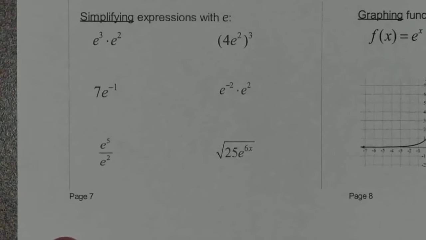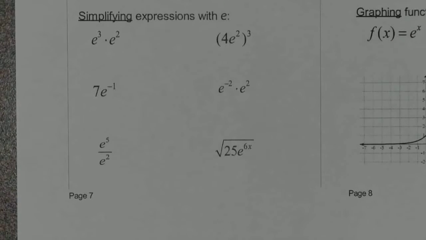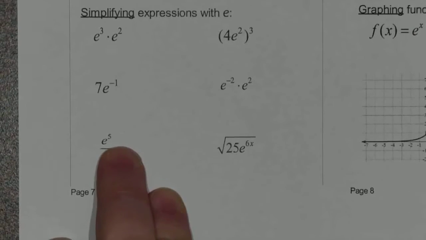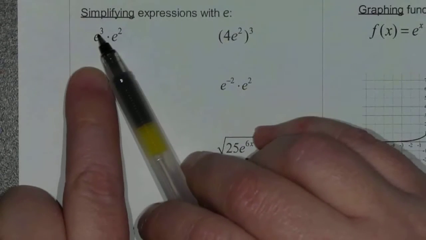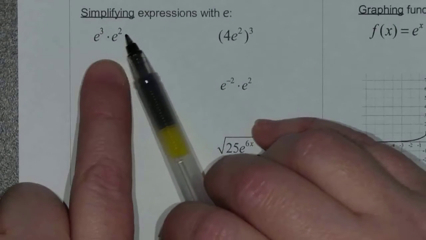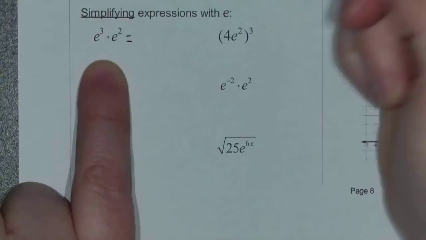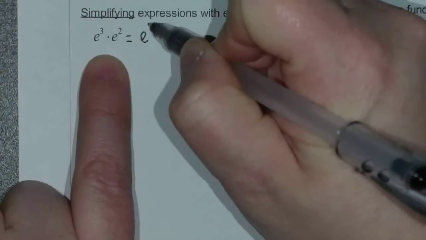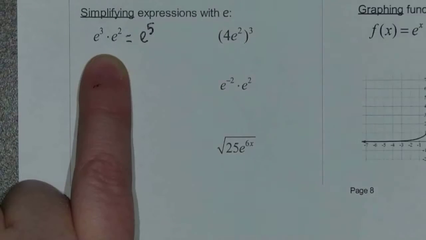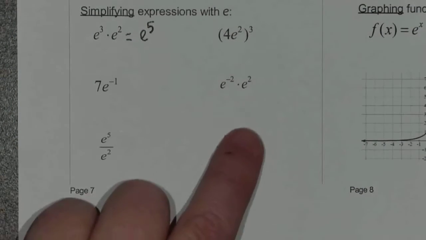All right, so just a reminder then on how to deal with these if we're simplifying and not evaluating. If we're simplifying, this is going to follow the same power rules that we've learned before. So if I have e cubed times e squared, what's my answer going to be? E to the 5th, because we add the powers together when we multiply.